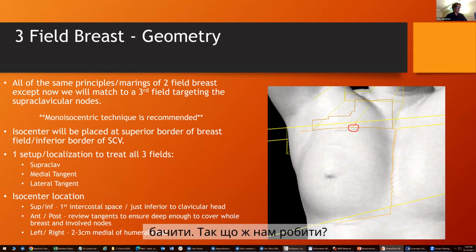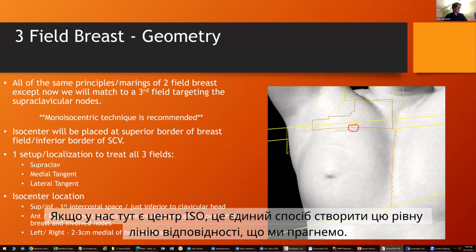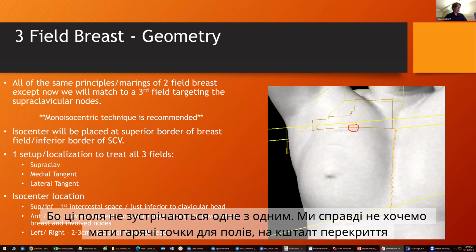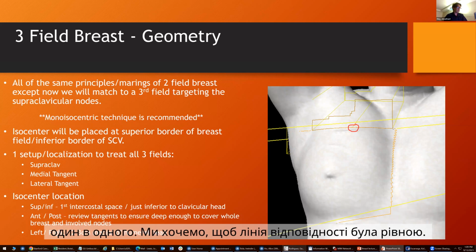So what do we do? If we have our isocenter here, the only way to create this flat match line, which is what we're after, remember, we really don't want to have cold spots where these fields aren't meeting each other. We really don't want to have hot spots where the fields kind of overlap into each other. We want this match line to be flat.